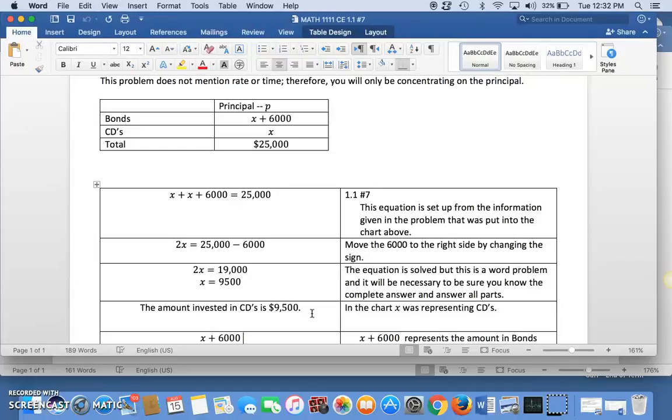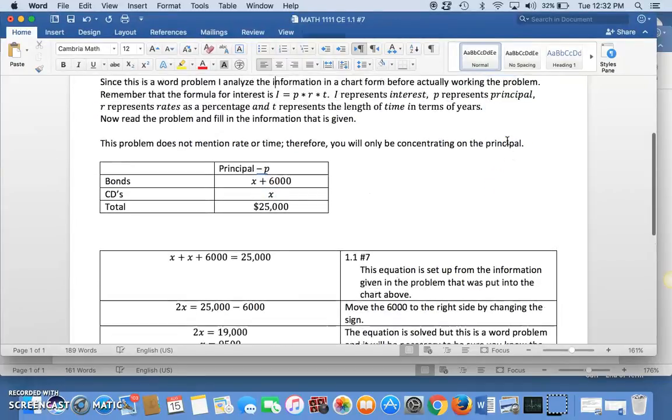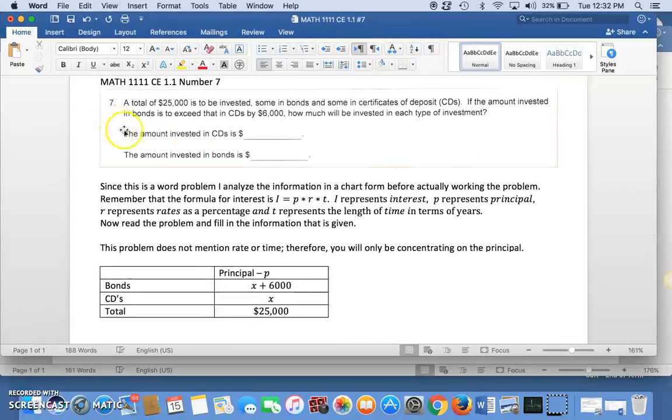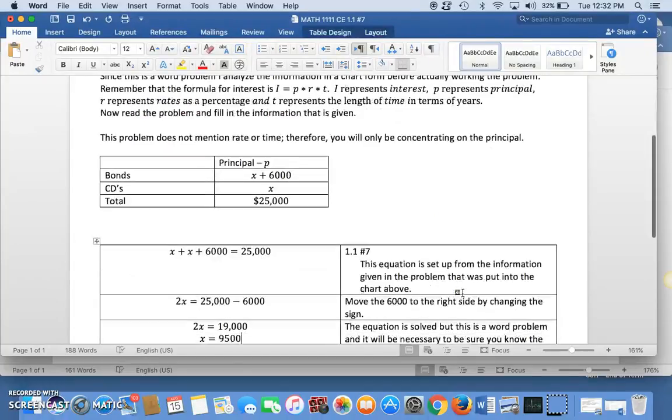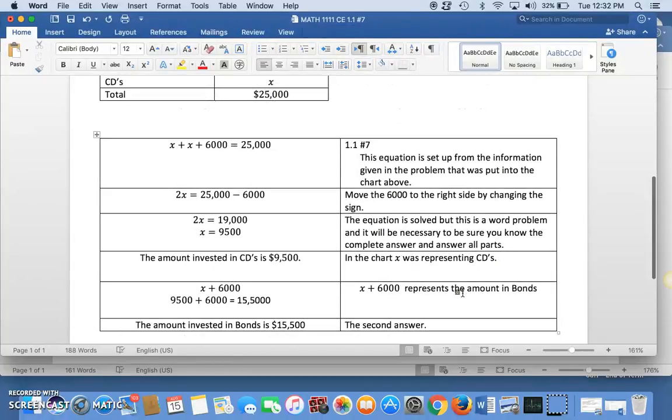But if you go back and read the problem, it's not just asking for the amount in the CDs. What does it ask for? The amount in CDs and the amount invested in bonds. So you've got to be sure you know what your variable represents and that you find everything. So x was the CDs. x plus 6,000 represents the bonds. So when you substitute in, you find that the bonds were 15,500, and those are your two answers.